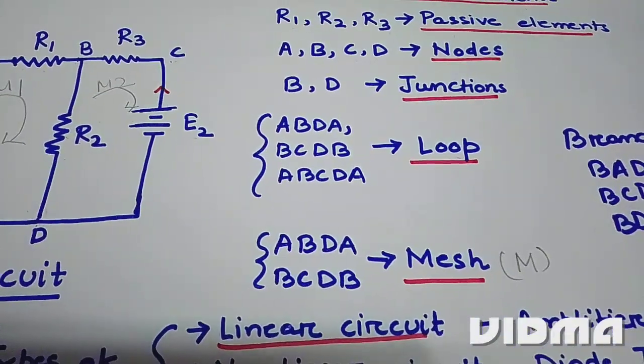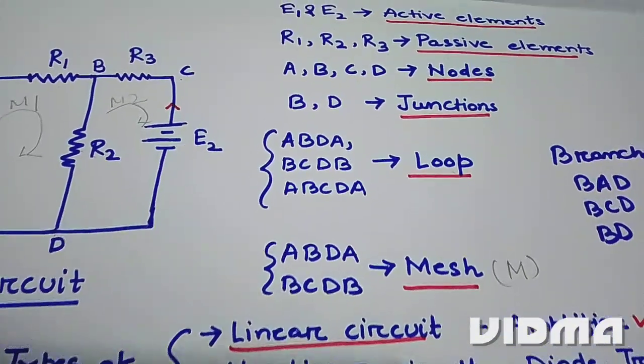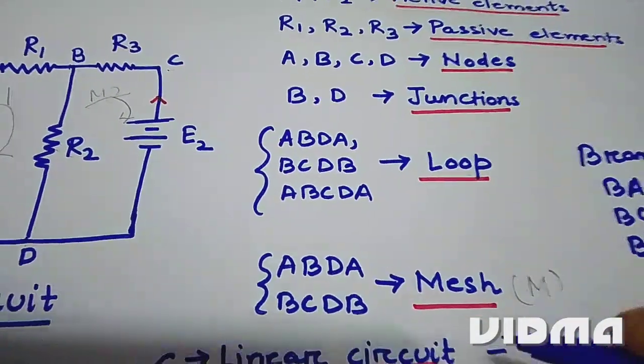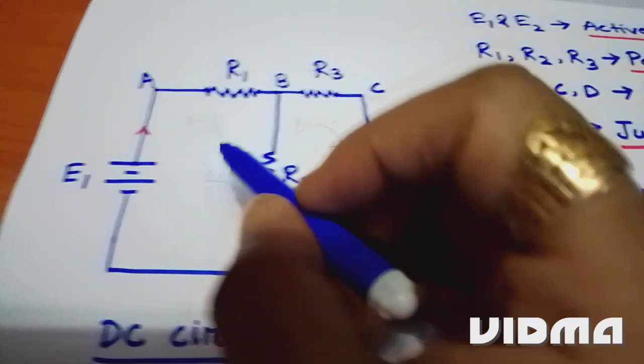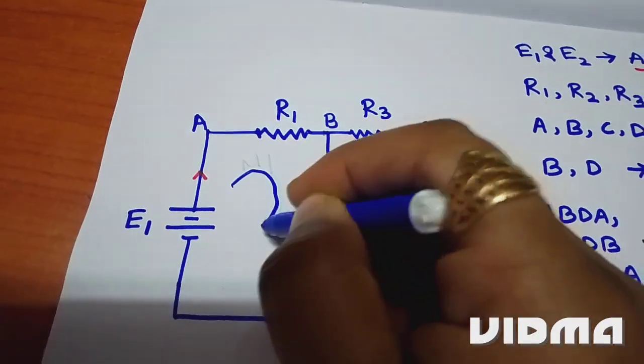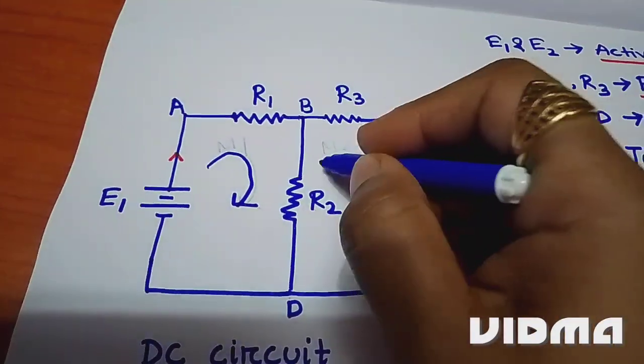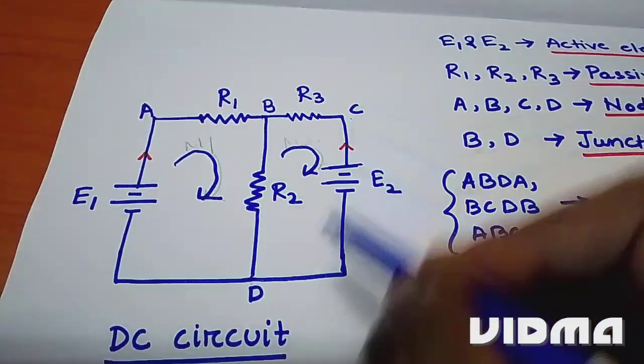Next we talk about the mesh. What is a mesh? A mesh is a loop which cannot be further subdivided into other loops. We can say the loop is a superset and the mesh is a subset. There are two meshes in this circuit: mesh 1, which is A, B, D and A, and mesh 2, which is B, C, D, B.